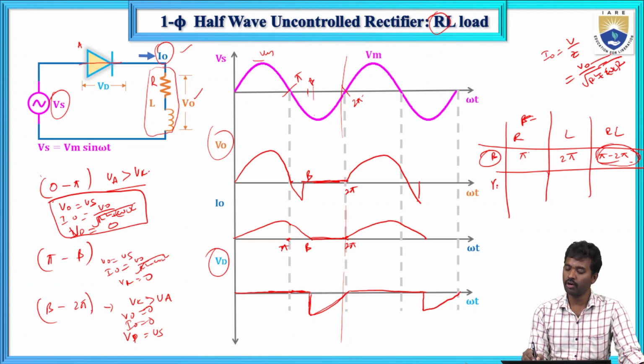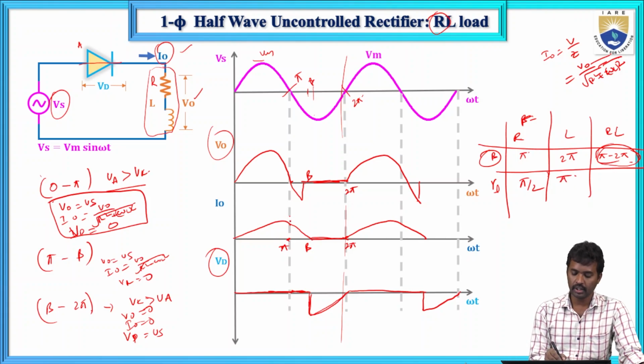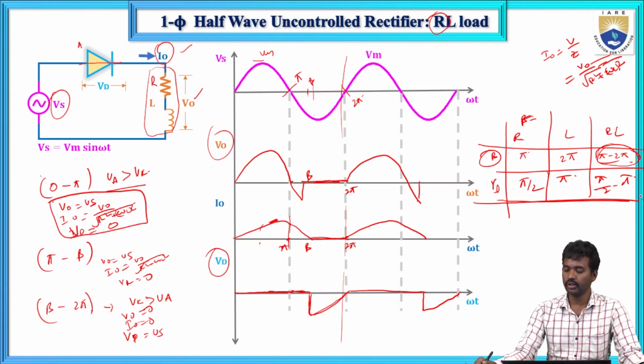And now here gamma, the conduction angle of the diode. The maximum value of the diode in the RL case is at pi by 2 only. Now here in this case the maximum value is pi by 2 to pi. So the conduction angle, that maximum value of diode output voltage. So this is this one.